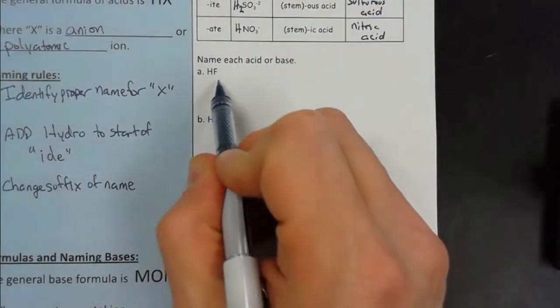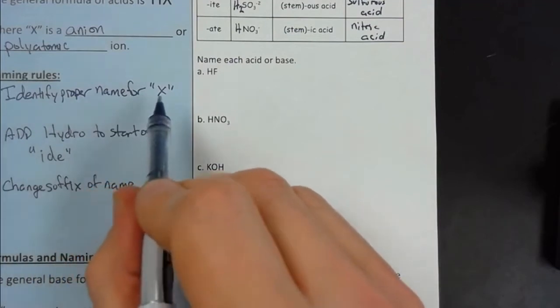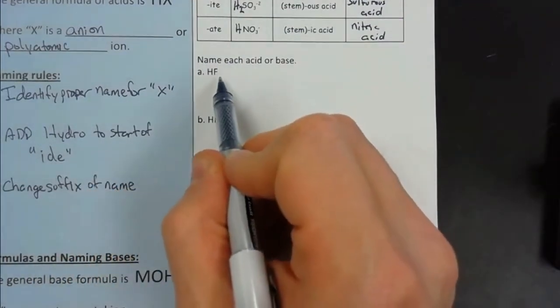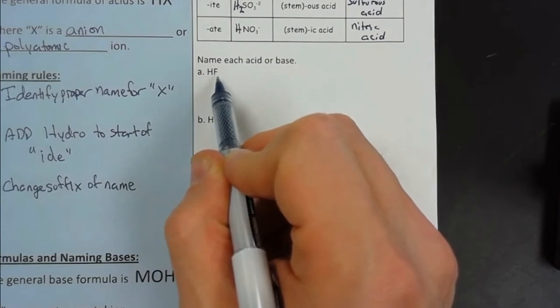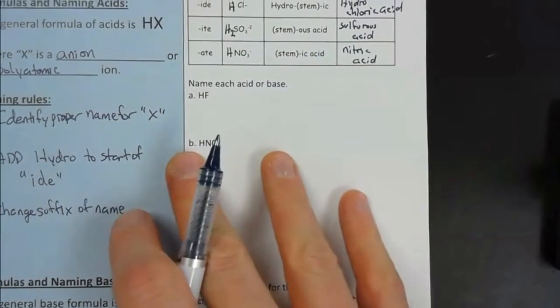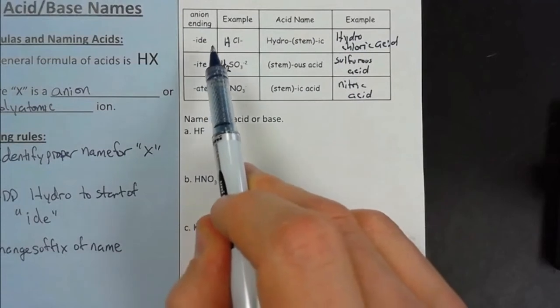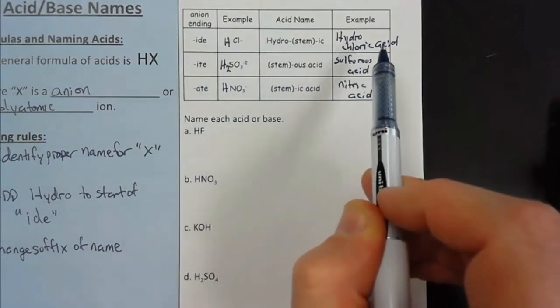All right, so for this first example, we've got HF. The first thing we want to do is identify the proper name for X. X is whatever hydrogen is bonded to. So the F ion is a -1 charge, and because it's just the fluorine by itself, we call that the fluoride ion. Because F- is fluoride, we're going to follow that pattern for anything that ends in "ide."